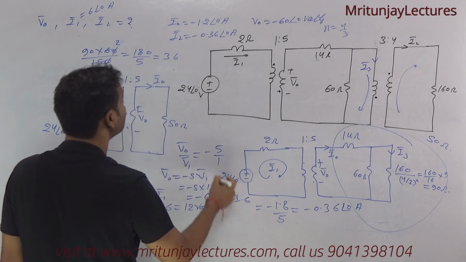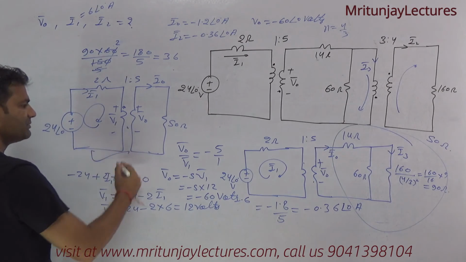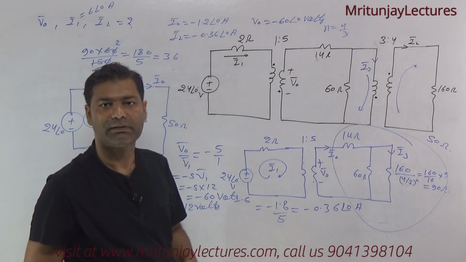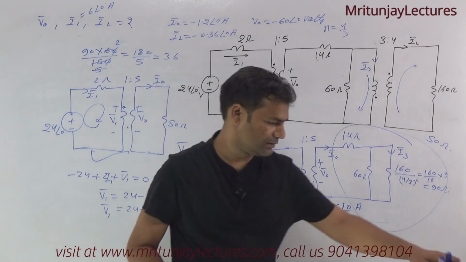Try this method or follow the other method, we get the same result. V0 is clear.